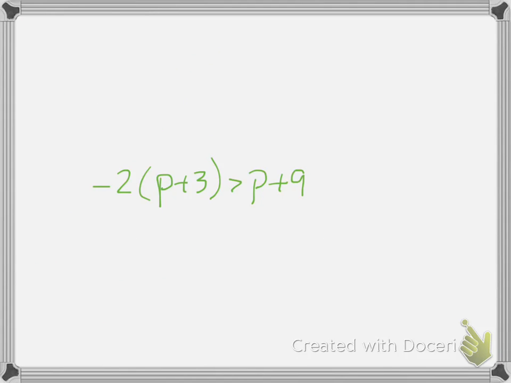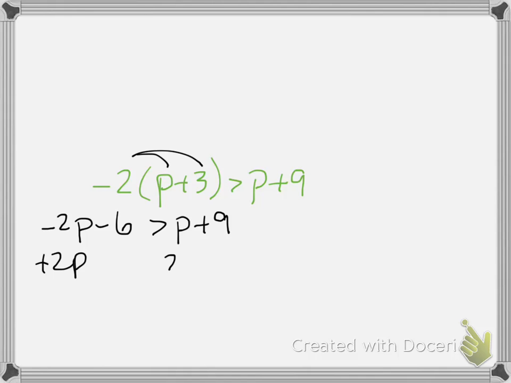Okay, it looks like I need to distribute this p first, so I'm going to get negative 2p minus 6, because negative 2 times p gives me negative 2p. Negative 2 times positive 3 gives me a negative 6. Okay, I can move different things around. It doesn't matter which ones you do first.